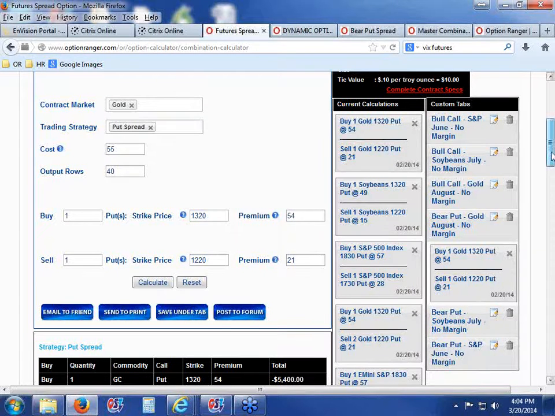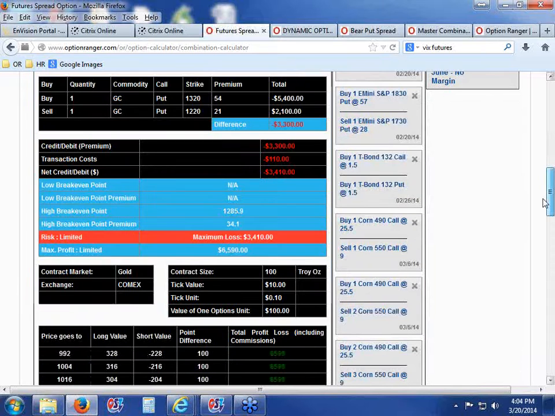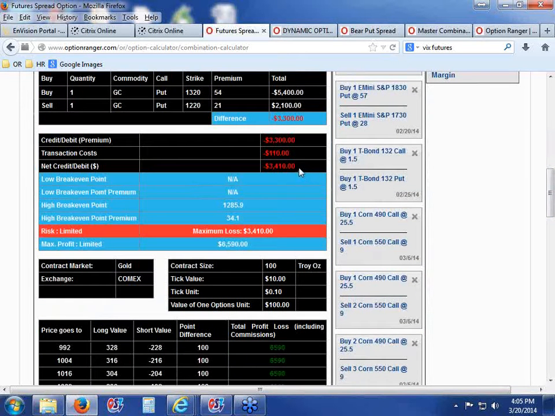So let's see here. We're looking at this particular trade. The transaction costs were in total 34.10 in premium, by factoring in the long option that was purchased for 5,400, the short option that was sold, the put that was sold for 21, which is 2,100, for a premium debit of 3,300 with cost factored in. It was 34.10. Intrinsically, the futures would have to break below 1285.90, and the premium would have to trade above 34.1.